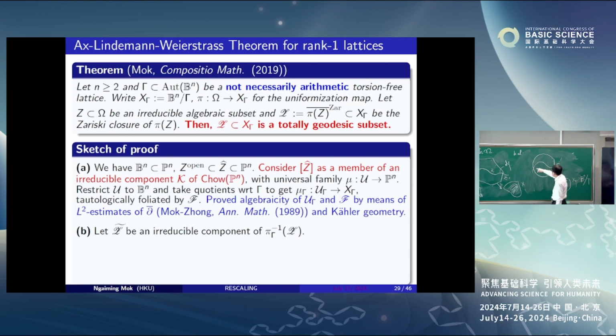The statement is this: Γ is just a lattice, and you look at this image, and you take its Zariski closure Z. Then the π of this Zariski closure inside X_Γ is totally geodesic. So I prove this by a completely different approach.